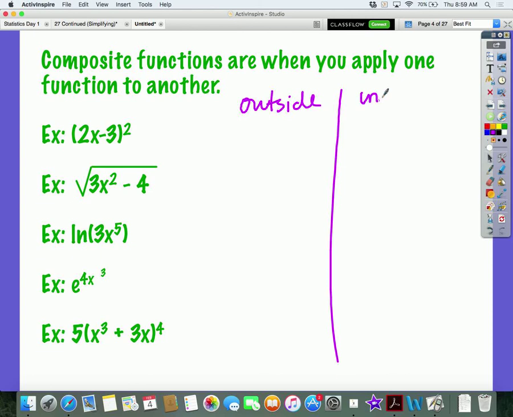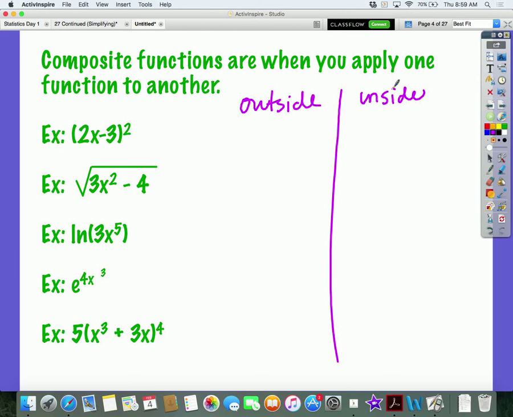Each one of these has two functions. Now we are starting with the simpler chain rule types of problems. Realize that there are going to be some problems where you have to do chain rule multiple times, so do be aware of that. We'll start with the easy ones for right now. So there's one outside function and one inside function.